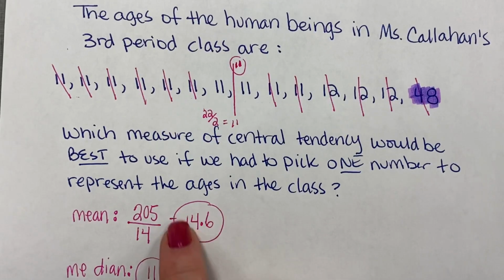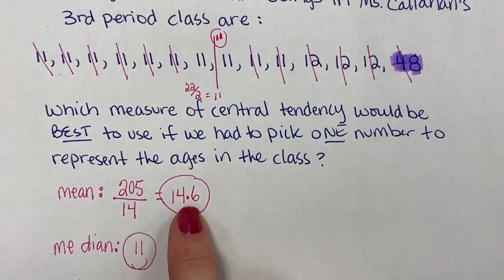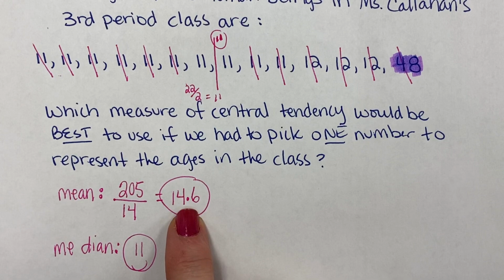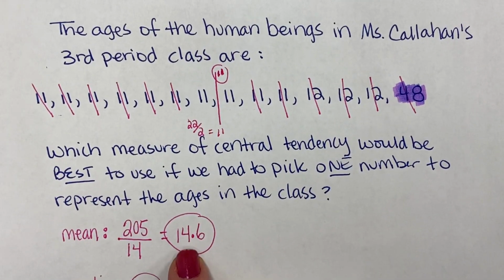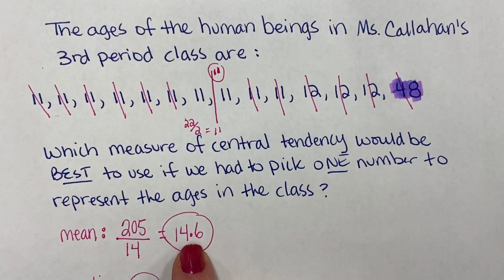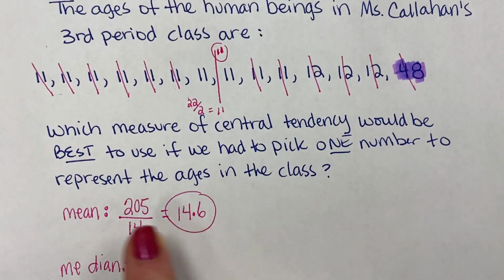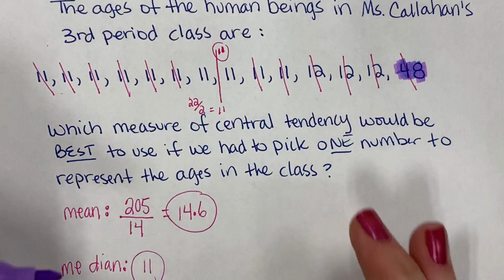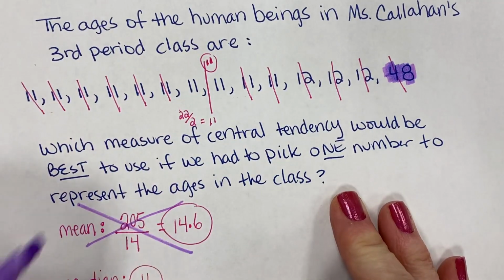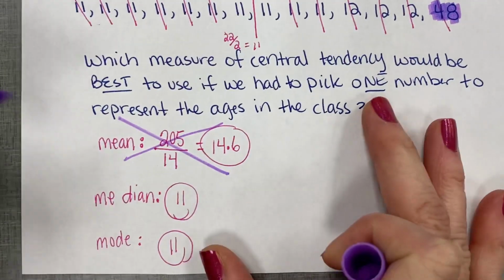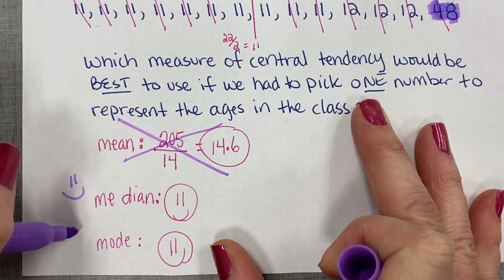So somebody looking at our data might think, oh, Miss Callahan must teach ninth graders. This must be a freshman Algebra 1 class because most of the students are 14, almost 15 years old. But that's just not the case. So I think the mean is not a good representation of our data. But I do like the median or the mode.